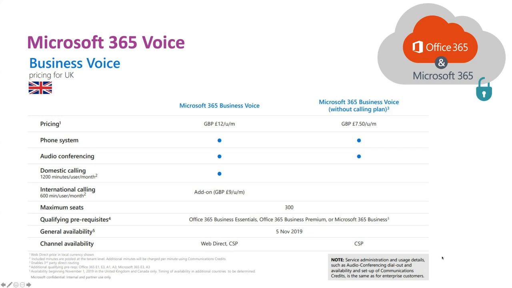So this slide is just a recap of the previous one and gives you something to take away post the event once we send this out, so you can see exactly what you are getting for your money. And the international calling add-on price is £9 per user per month. The qualifying prerequisites for this license type is that you're on Office 365 Business Essentials, Business Premium, or Microsoft 365 for Business.